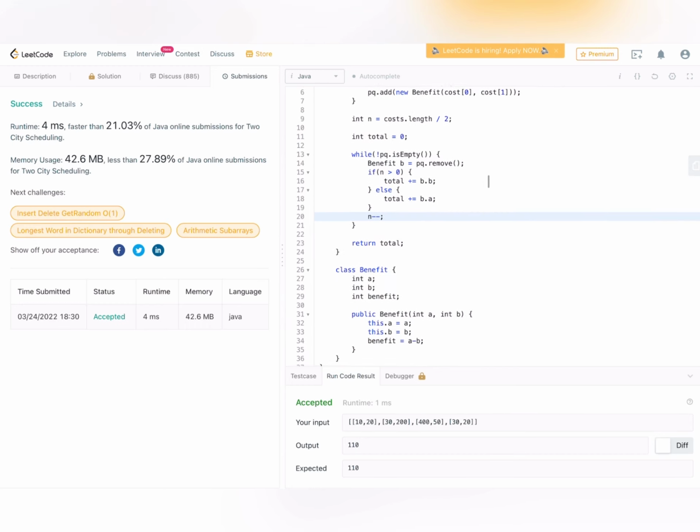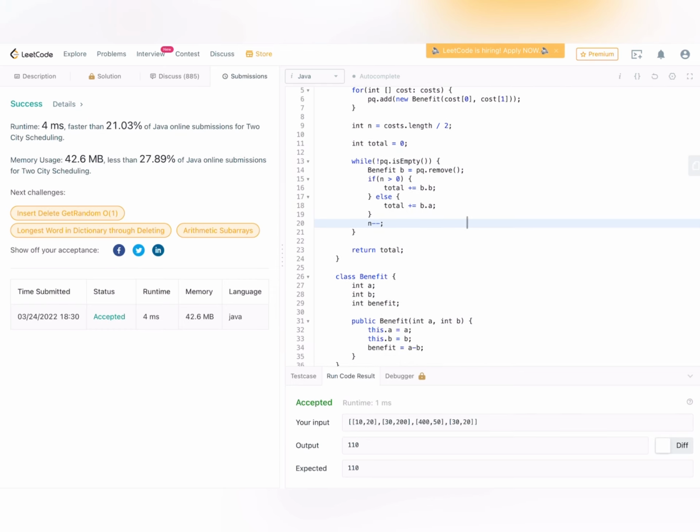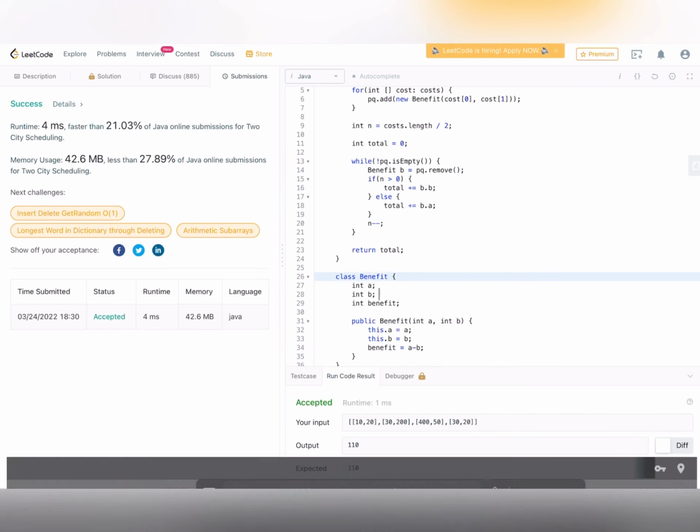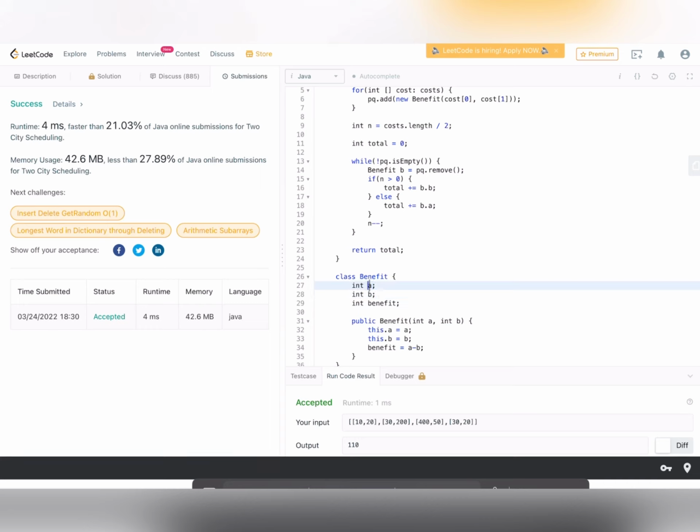So as we described in the previous sketch, we are creating a class called Benefit, where A is the first price, and B is the price to send to the second city, and benefit is the difference of A and B. That means the higher the benefit means more reason to send the person to city B rather than A, because A minus B being higher means the cost is higher to send to city A. That means pick B, right?